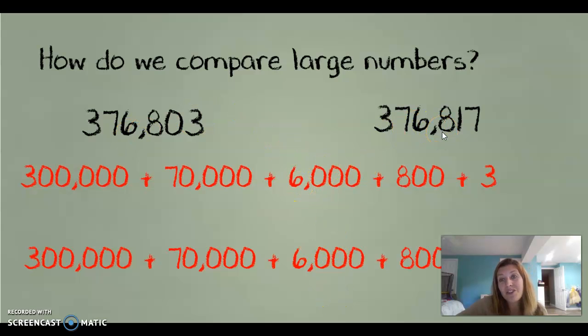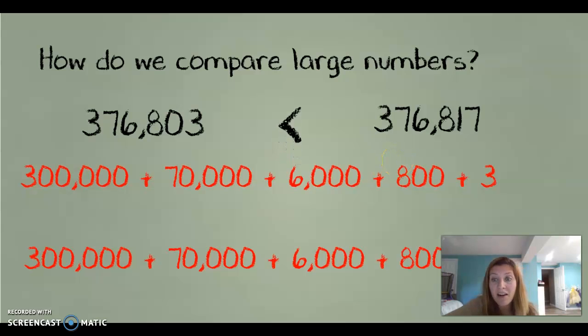We move to the hundreds place. We have an 8. The value of an 8 is 800. And again, they're the same. We move to the tens place. We have 1 ten, so that's equivalent to 10. In our first number, we had a 0 in the tens place. So we had 0 tens, and the value was 0. So that tells us that our second number is larger than our first number.